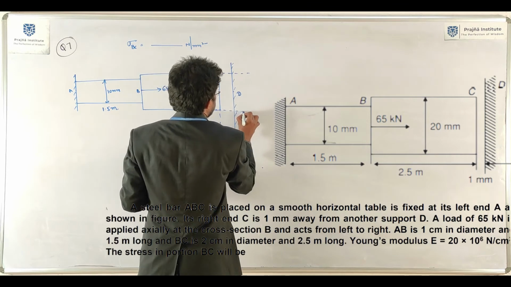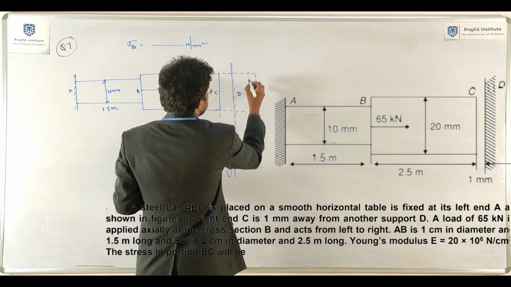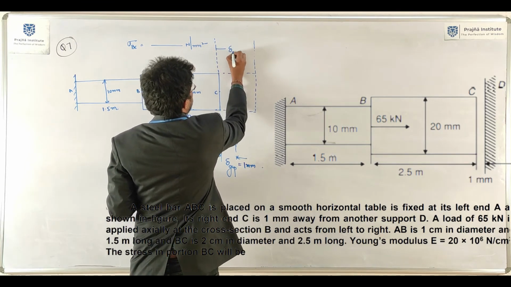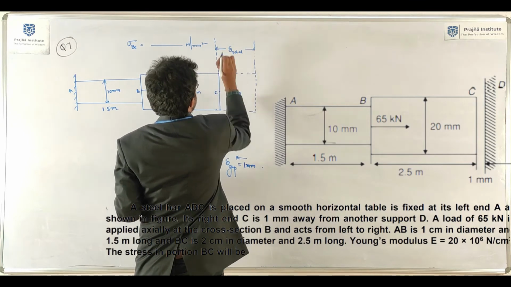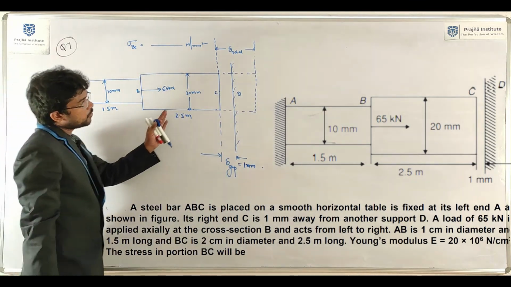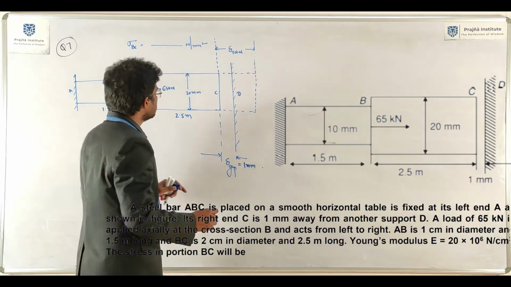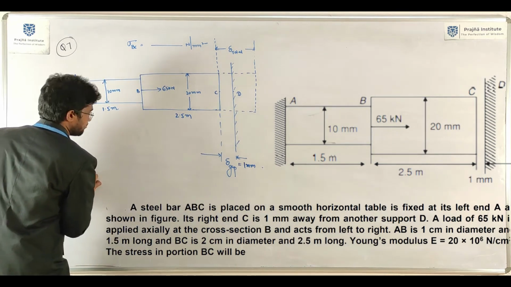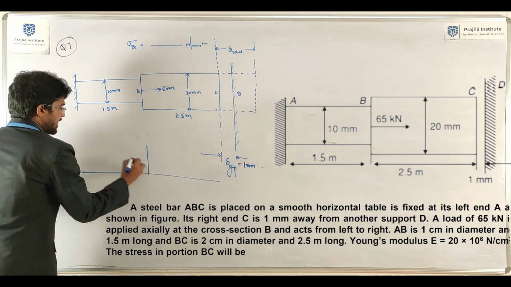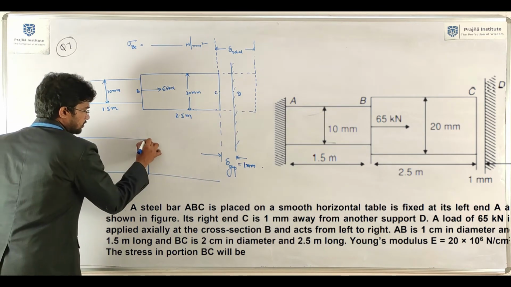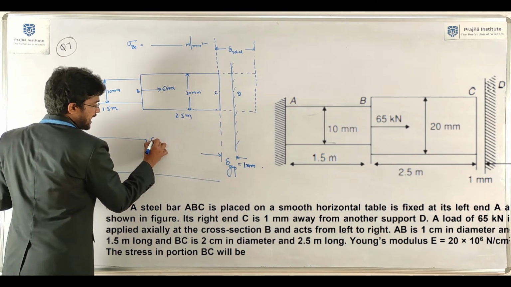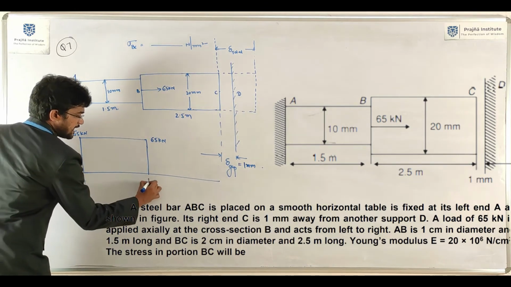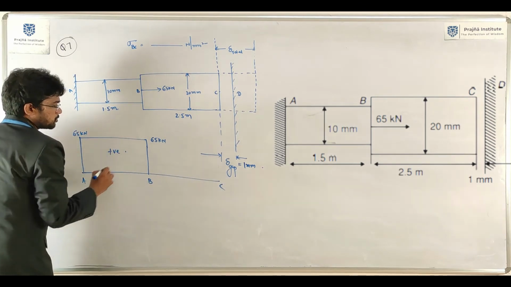So you will get something like this. Your delta total will be going beyond the delta gap. If you have doubt, check it out. Just draw the free body diagram initially. You will get this kind of free body diagram, the axial loading diagram. 65 kilonewton, 65 kilonewton. This is ABC. Of course, it is positive.